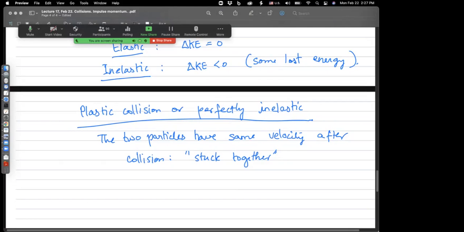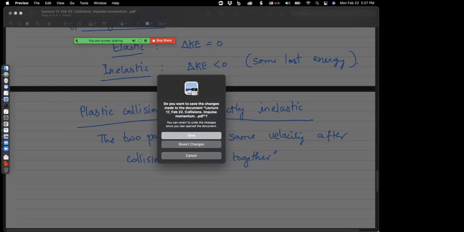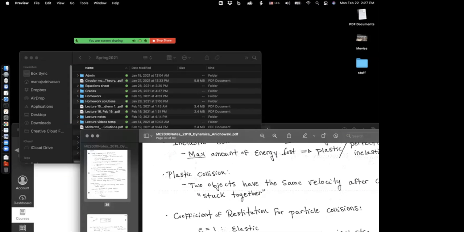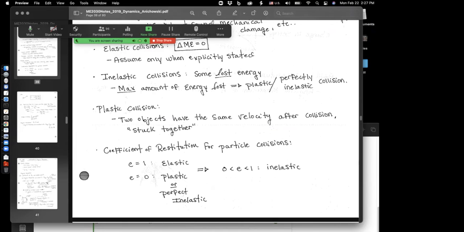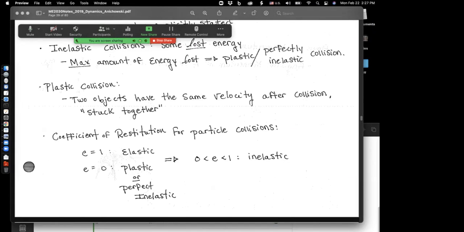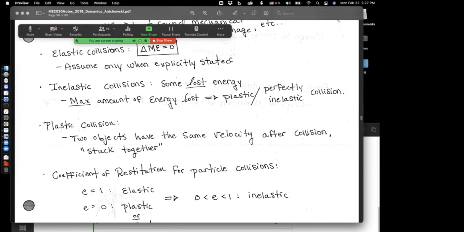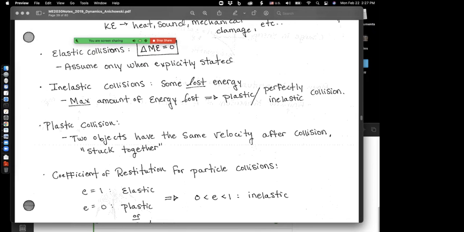Okay, so I'm going to switch as usual to my next PDF here. So inelastic collisions: the maximum amount of energy lost is what we call a plastic collision or perfectly inelastic collision.